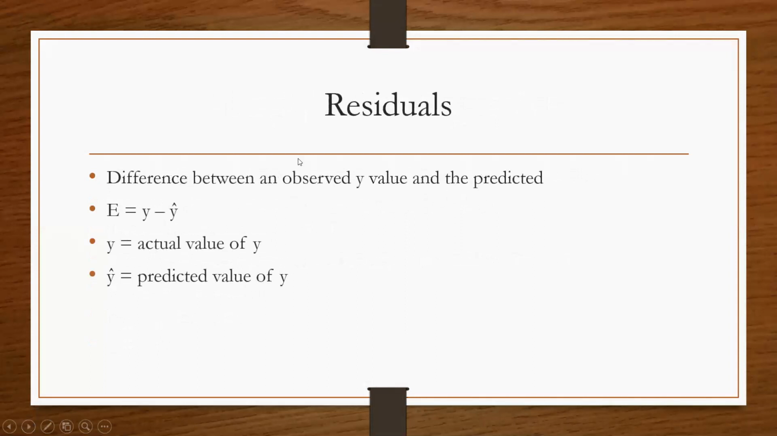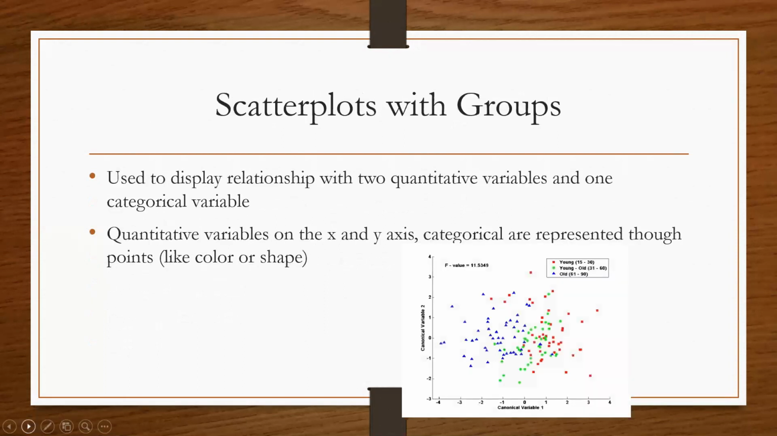And residuals. A residual is the difference between an observed y value and the predicted y value. The equation for this is e equals y minus y hat, where y is the actual value of y and y hat is the predicted value of y.